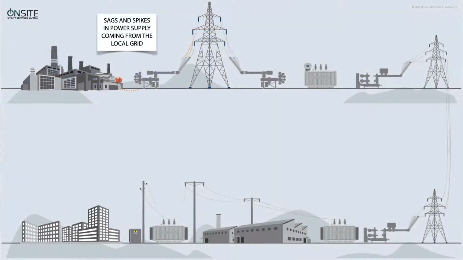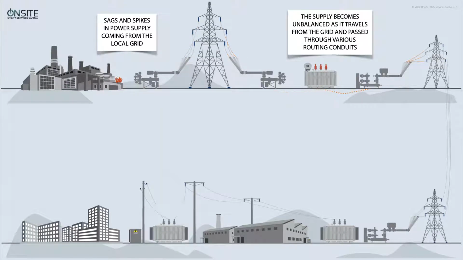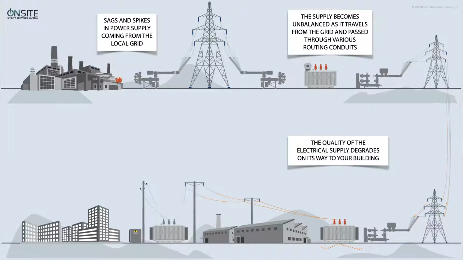When your local electric utility generates power, it often causes sags and spikes. The supply then becomes unbalanced as it travels from the utility grid through the multiple routing centers or conduits. The quality starts to degrade as it travels on its way to your building or facility.